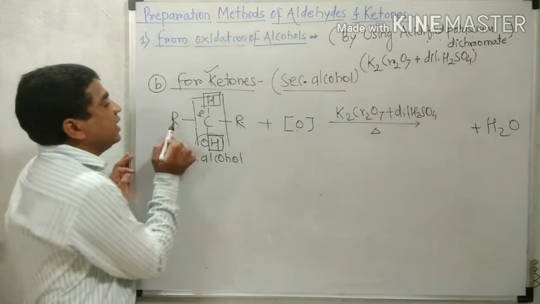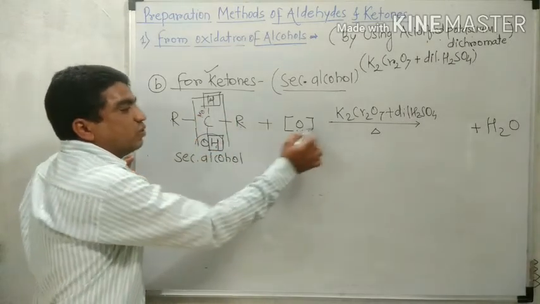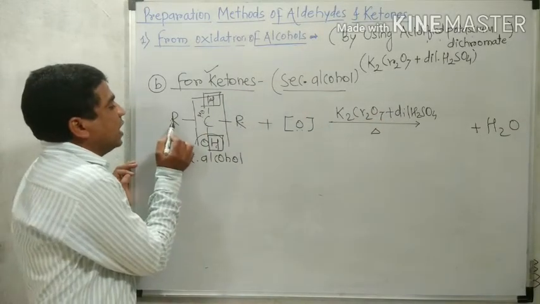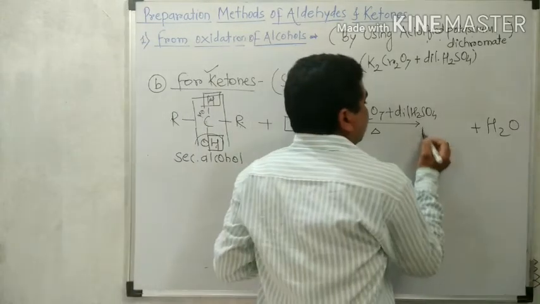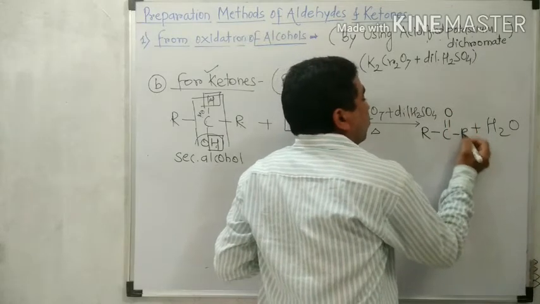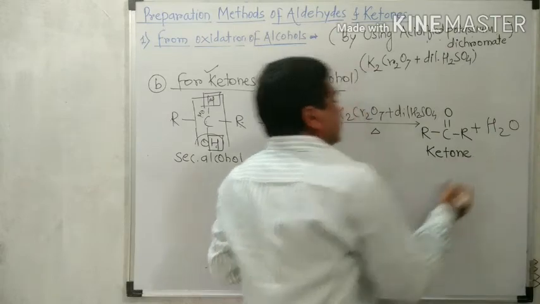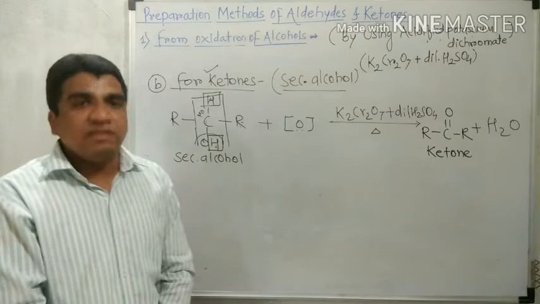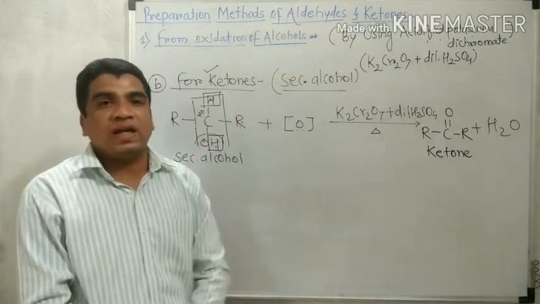And what is remaining here? If these two hydrogens are withdrawn from the structure with this oxygen and combine to form H2O, what is remaining in the reaction? RCOR. So what is RCOR? Just like this, R-C double bond O-R. We know that this is the general structure of a ketone.